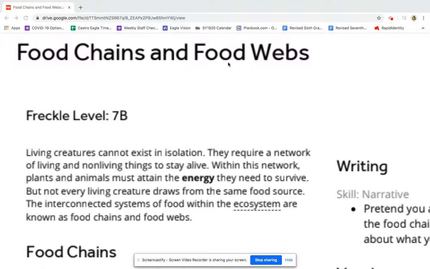Food chains and food webs. Living creatures cannot exist in isolation. They require a network of living and non living things to stay alive. Within this network, plants and animals must attain the energy they need to survive. But not every living creature draws from the same food source. The interconnected systems of food within the ecosystem are known as food chains and food webs.